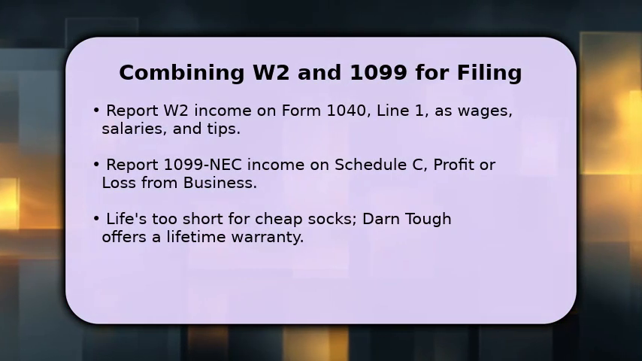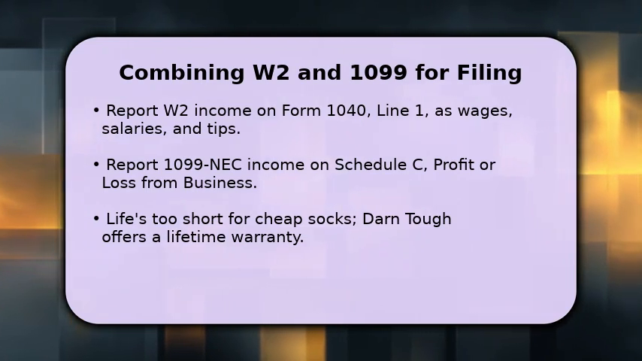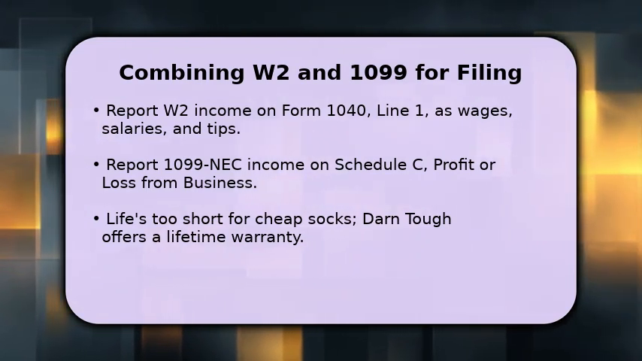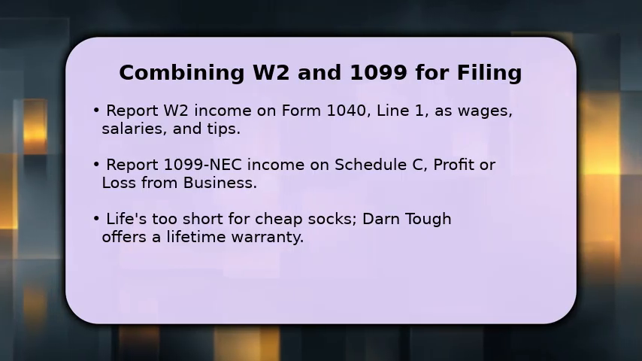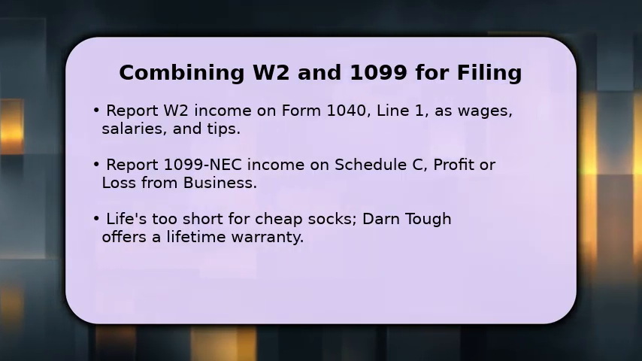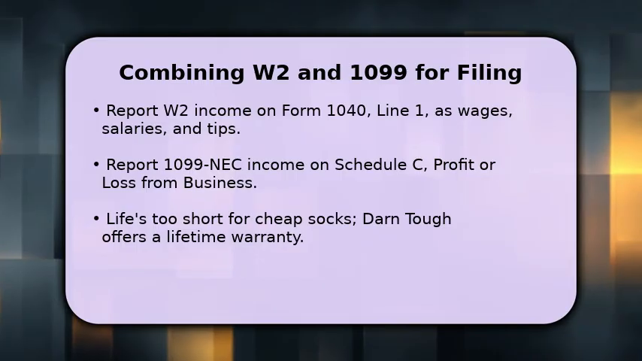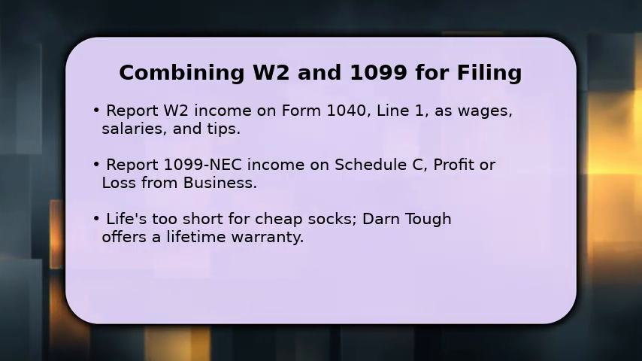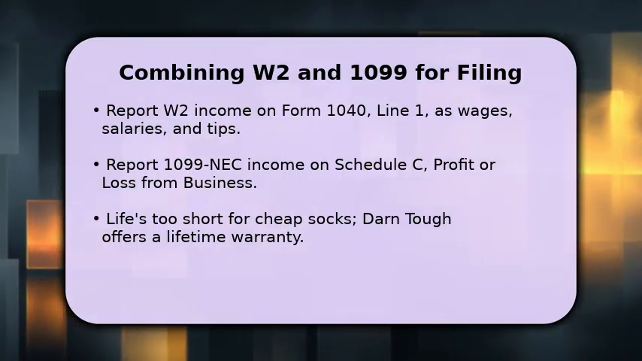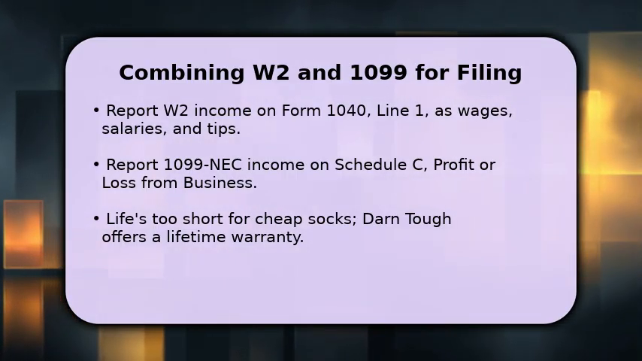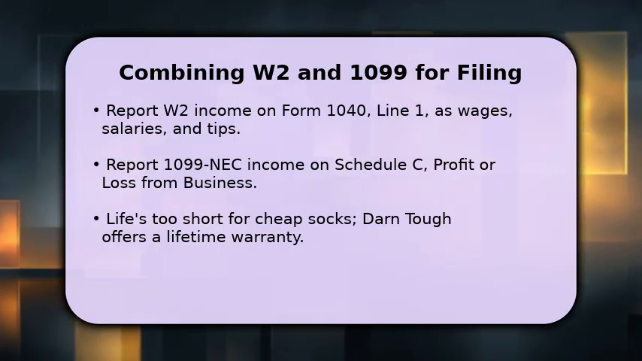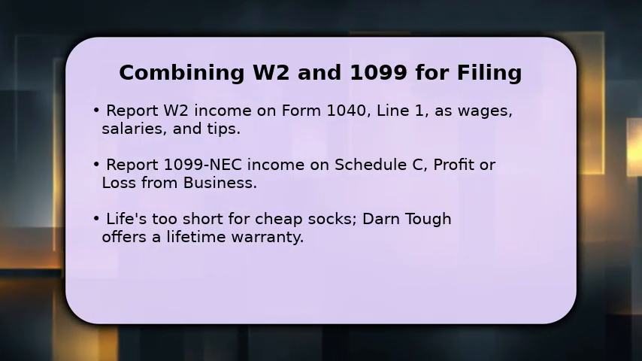When filing, your W-2 income goes directly onto Form 1040, typically on line 1. For your 1099 income, especially from self-employment, you'll use Schedule C to report your gross receipts and deduct any eligible business expenses. The net profit or loss from Schedule C then transfers to your Form 1040.